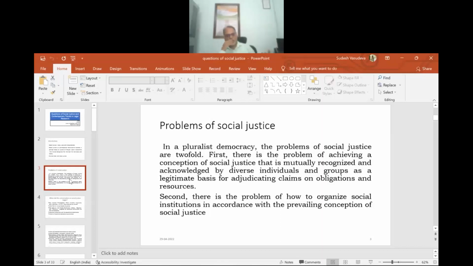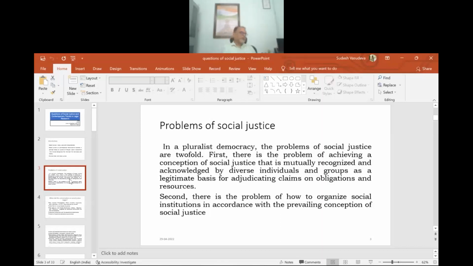So there are basically two problems here. The first one is, how do we agree to a certain basic conception of social justice so that it caters to the needs of a diverse set of individuals and groups? That's the first problem. Secondly, there is a problem of how to organize these social institutions in accordance with the prevailing notions of social justice.